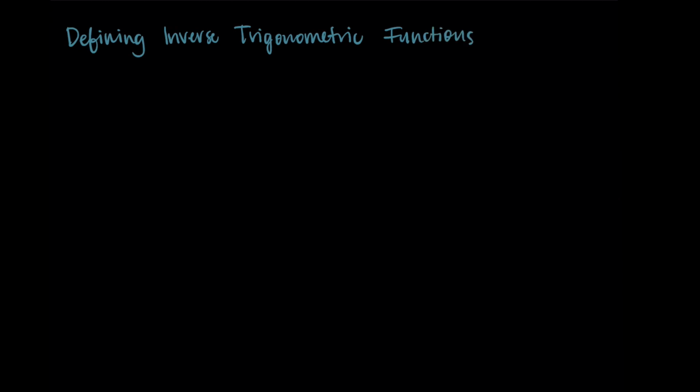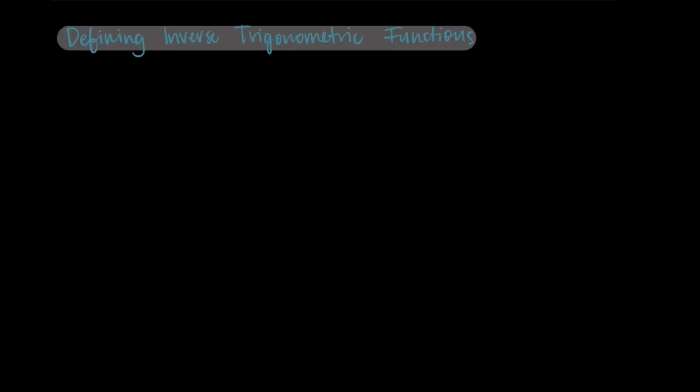Hi, welcome back. In this video, we are going to start by defining the inverse trigonometric functions. We've gone through the regular trig functions: sine, cosine, and tangent, and then the three that go with those: cosecant, secant, and cotangent. In this video, we're going to find the inverses to the first three, sine, cosine, and tangent.